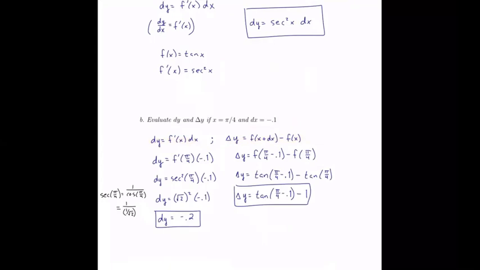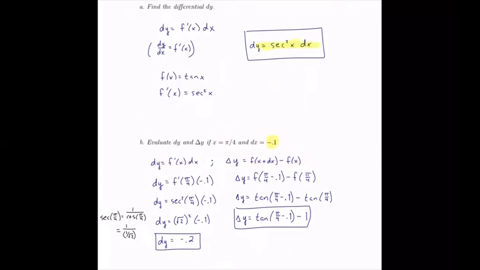So dy is f prime of pi over 4. That's our special value, right? Our value of interest. And then that's times dx, which is negative 0.1, our differential. It's just what this formula tells us to do. Now we're just really employing the formula up here.